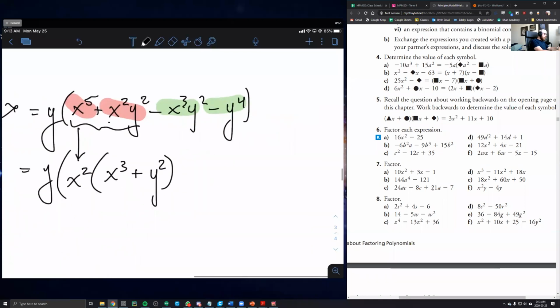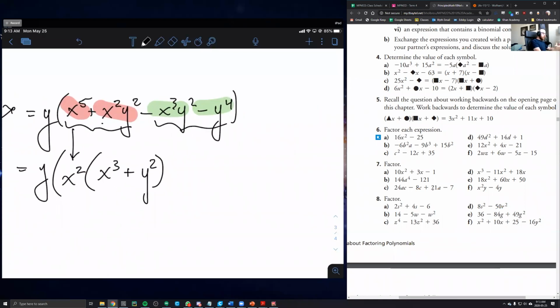Now, if I look at the second grouping, I notice that each of them has a y squared, right? In fact, because they're both negative as well, I'm not just going to factor out a y squared, I'm going to factor out a negative y squared. So I have minus y squared, and then inside the brackets, if I take out a y squared from my first term, I'm going to be left with just x cubed, because the y squared is gone. And if I take out a y squared from the y to the power 4, I'm going to be left with plus y squared.